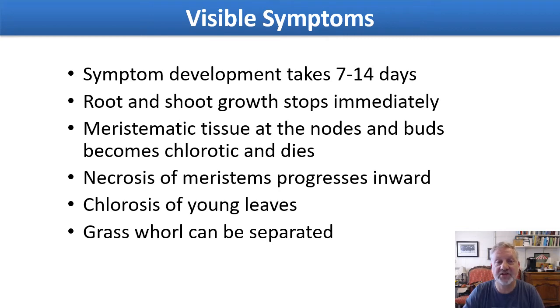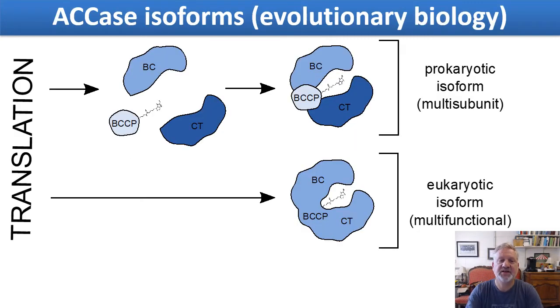So these are grass-specific herbicides. And why are they grass-specific, meaning that they only kill grasses? Is that in plants, there are two forms of that enzyme, ACCase. There's a prokaryotic form, which is multi-subunit made out of 3 different proteins. And there's a eukaryotic form, which is multifunctional. It's one large protein with all 3 functions. So here there's 3 enzymes, each with their function separately put together, and here's one enzyme with the 3 functions put together.